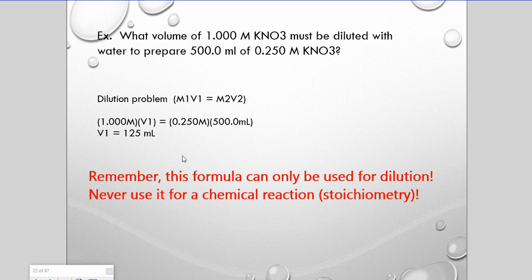This equation only gets used for dilution. Don't use it for chemical reactions, for acid-base, or for anything else ever. We have strategies for handling those types of questions more functionally. Using this for other purposes leads to failure.